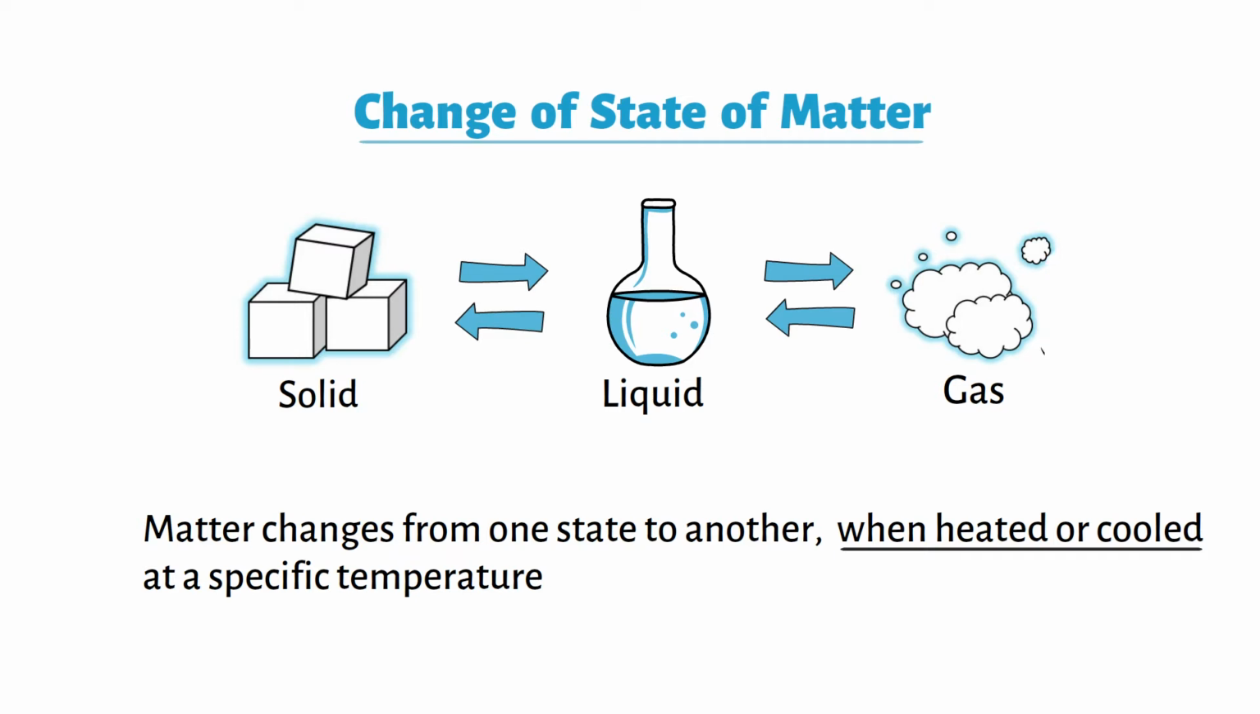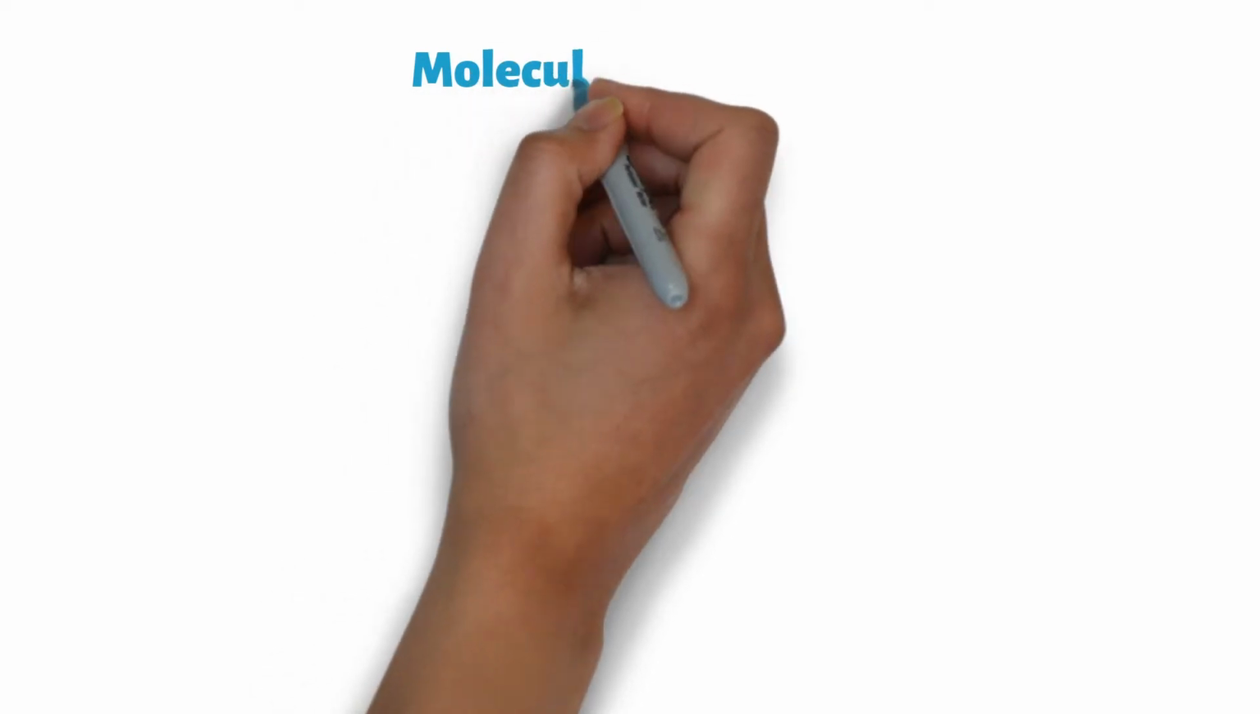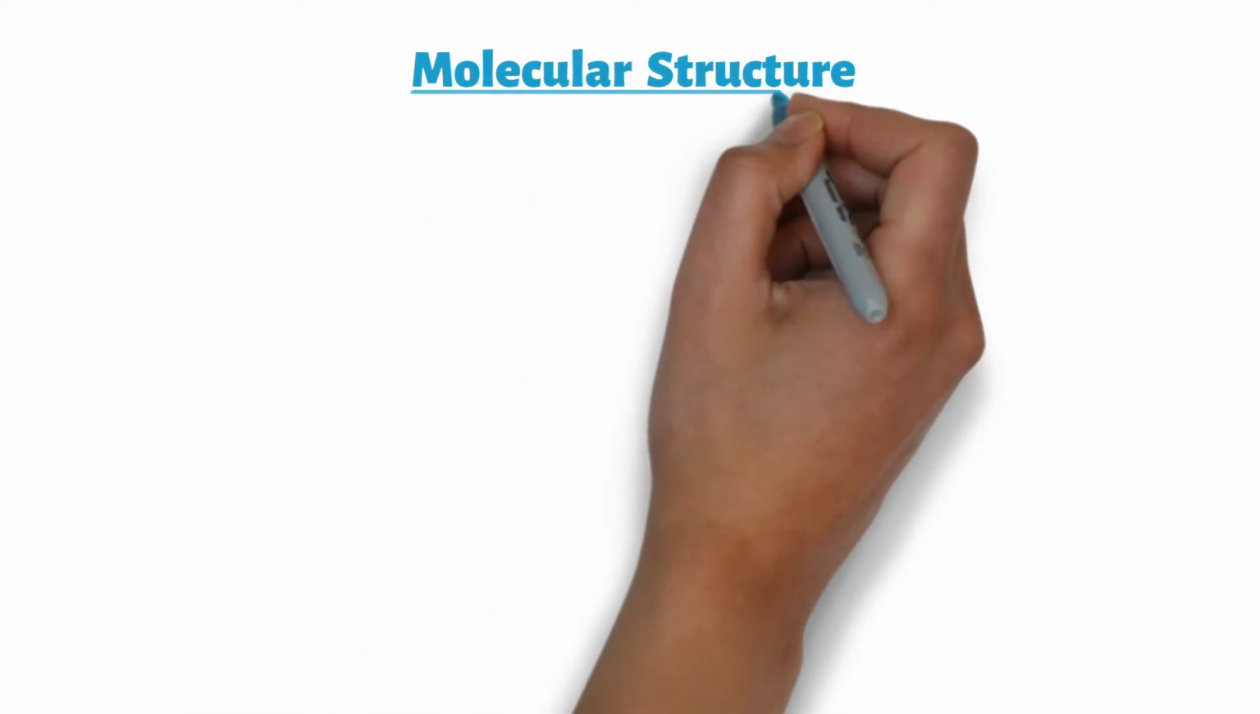These are just the physical changes, meaning there is no change to the chemical makeup of the matter. Also, these are reversible changes, which means that matter can go back and forth between these states. And the change of state of matter happens only at specific temperatures. To better understand why matter always follows the order from solids to liquids and then to gases and vice versa, we need to understand the molecular structure of these three states of matter.